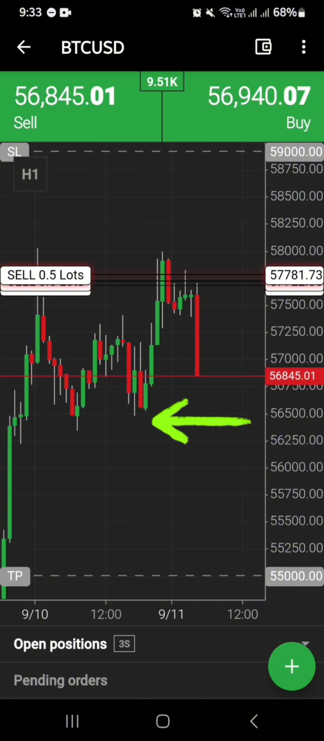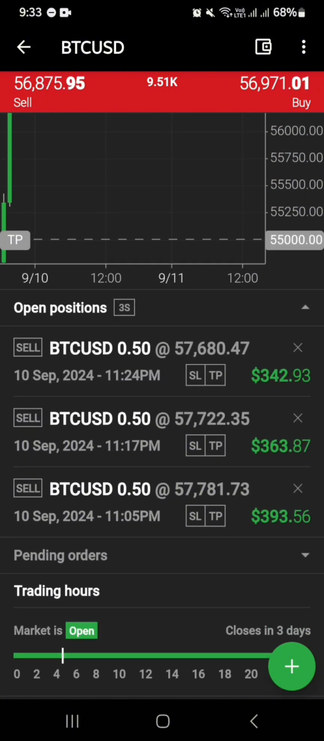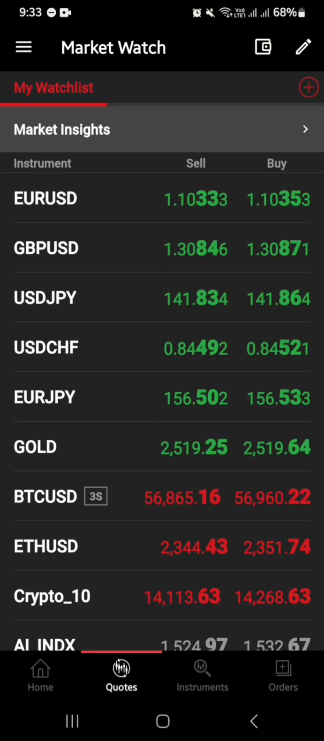If you notice, the price has always been stopping on that zone. So it's not like an exact price, an exact level it is going to stop at, but that's the zone that it's getting stuck at, and that's where most of the buyers come into the market. So we're up to about $342, $362, $391 on each of the orders. So that's almost more than 1,000 right now.